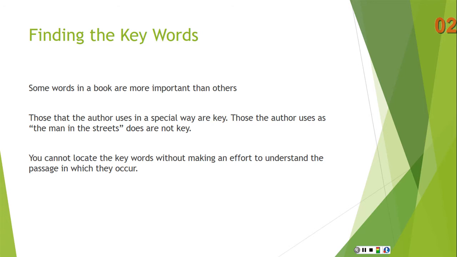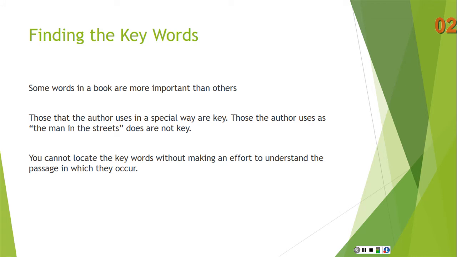The author might use the word chair, the author might use the word because, and he might be using these in the same way as we would use those words in conversation. So those are not his key terms. The key terms are the words that he uses in a very particular way, a way that you couldn't just pick up on without the author's special definition.